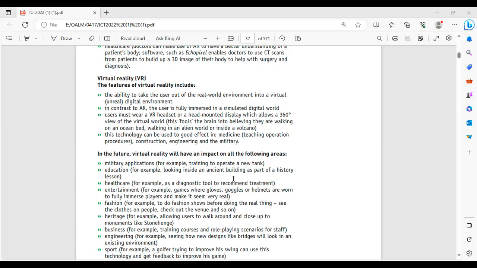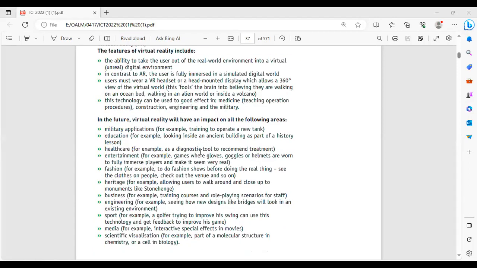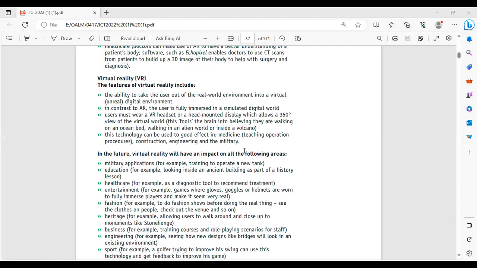Yes, sir. Okay. So, Harsh, can you explain these features? Yes, sir. About virtual reality. Yes. All right. It's the ability to take a user out of the real world and put them in a virtual reality, where they see what images the software or whoever is controlling the software wants you to see. So in contrast to AR, it's fully immersed in a digital world. The users must wear some sort of headset or glasses to experience the 3D or VR digital experience.